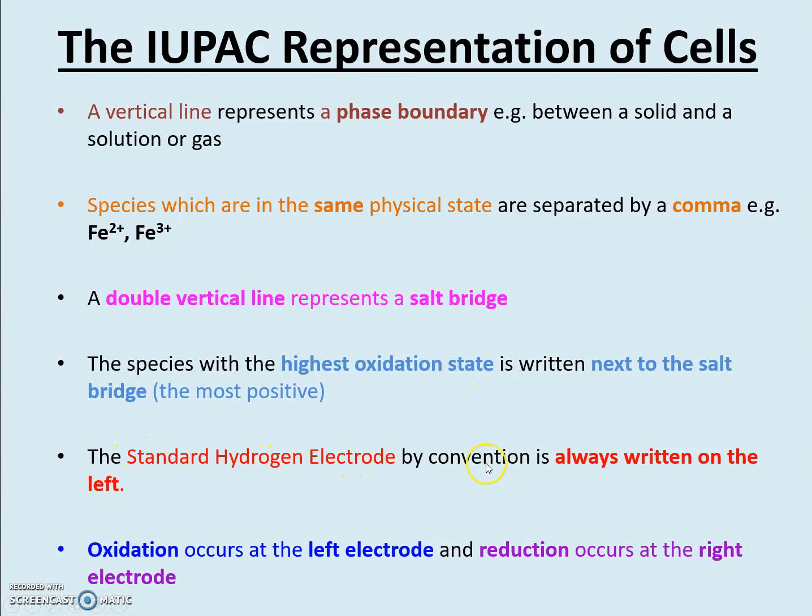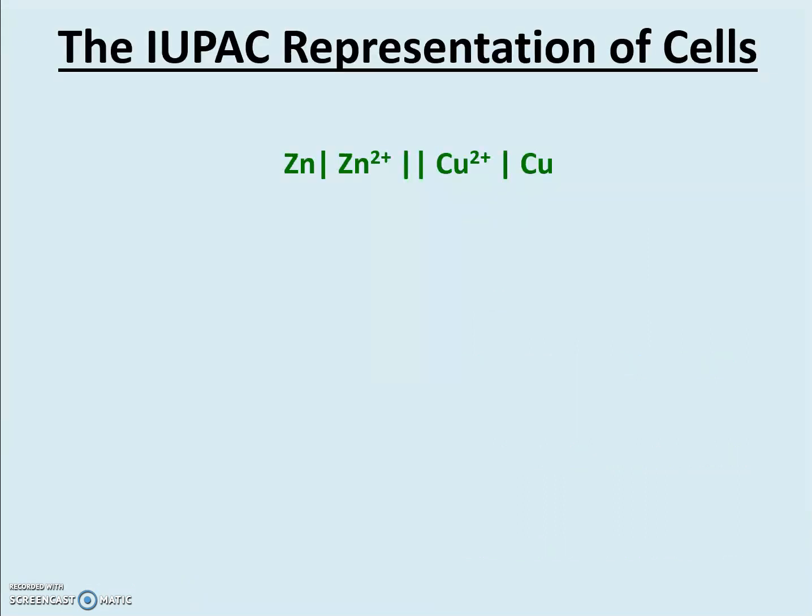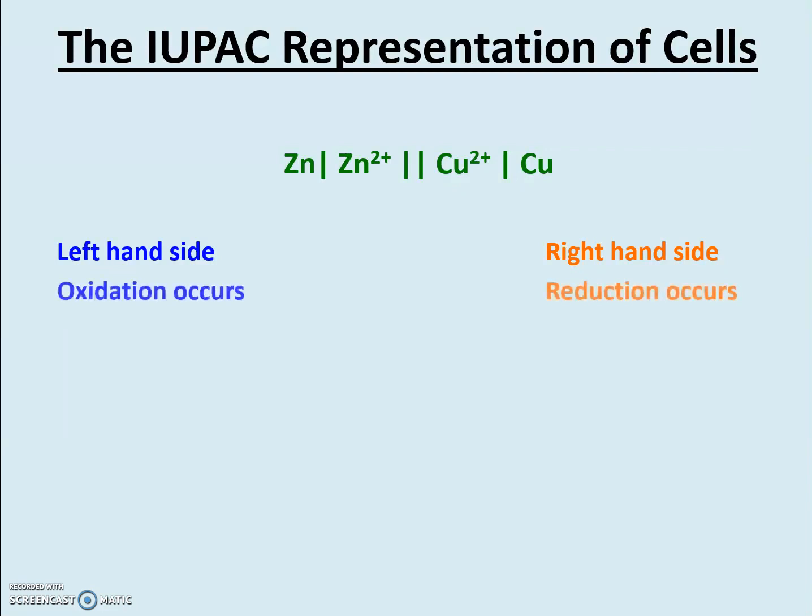The standard hydrogen electrode, by convention, is always written on the left-hand side. And when we're writing cells, we should put the oxidation process on the left-hand side and the reduction occurring on the right-hand side. So let's exemplify here. So we've got the zinc 2+ ions, copper 2+ ions, copper, 2 half cells connected together. So the zinc's on the left-hand side, copper's on the right-hand side. On the left-hand side, oxidation is occurring. That's the rules. So therefore, by default, on the right-hand side, for the copper, a reduction process is occurring.